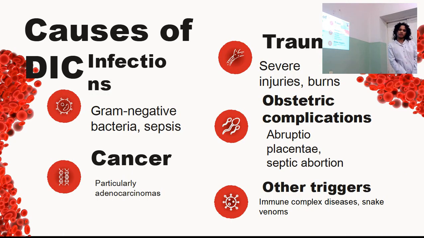Then causes of DIC. The first one is infections, which includes gram-negative bacteria, sepsis. There's also cancer, mostly adenocarcinomas. There's trauma, such as injuries, burns. There's obstetric complications like abruptio placentae, septic abortion, and other triggers like snake bites, immune complex diseases.